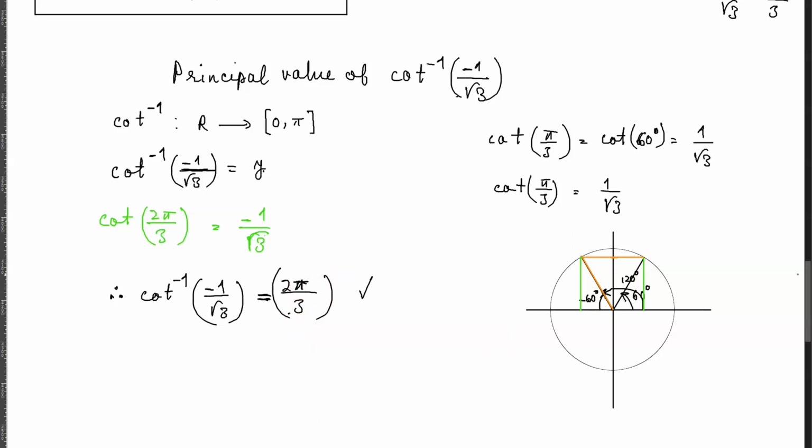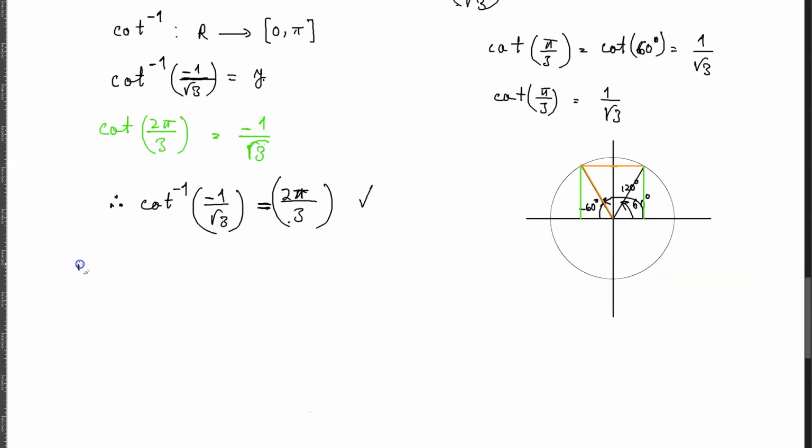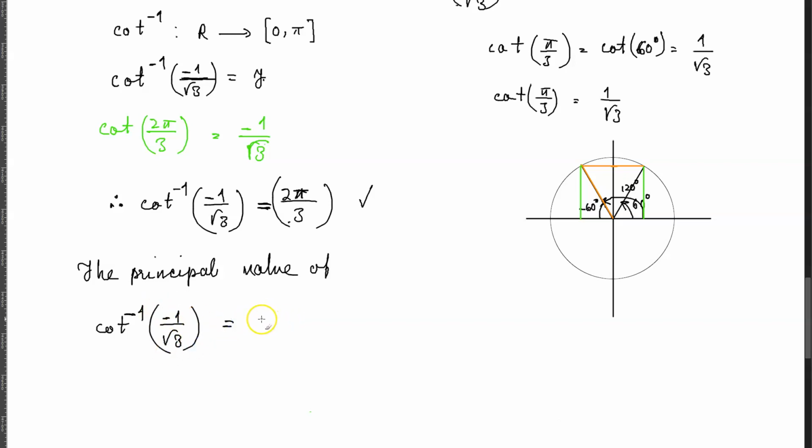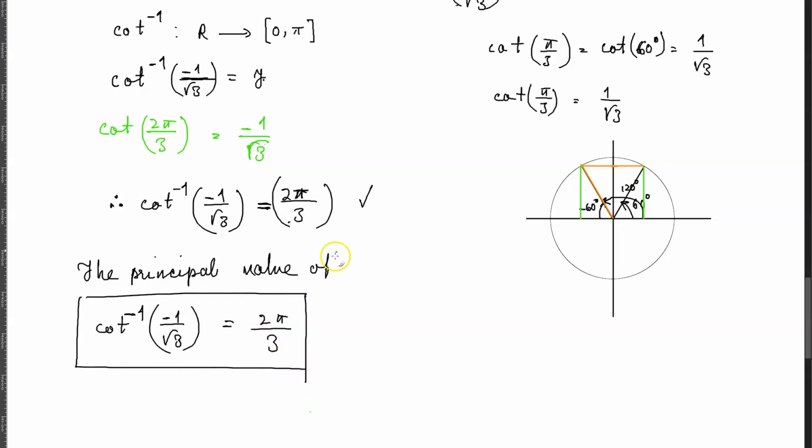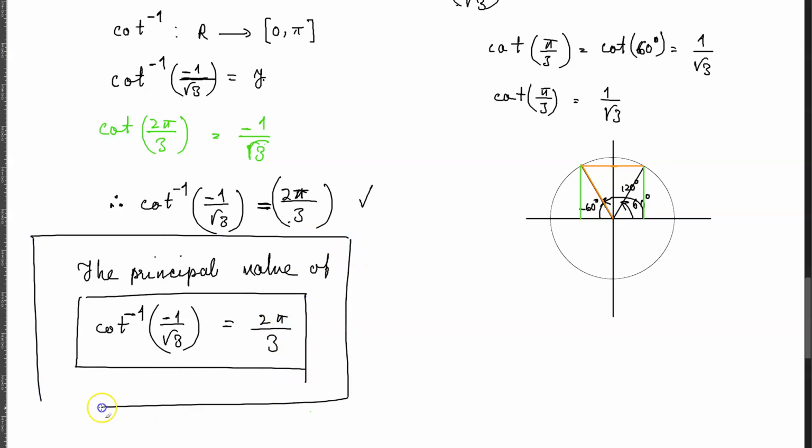the principal value of the cot inverse of negative 1 by square root of 3 is equal to 2 pi by 3. That is basically what we were looking for.